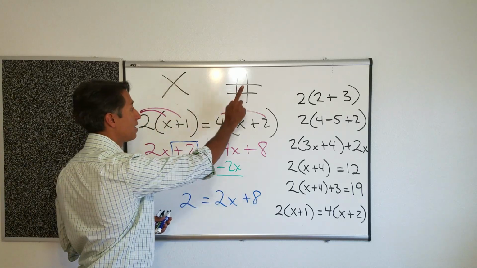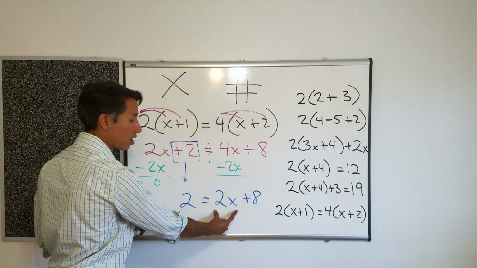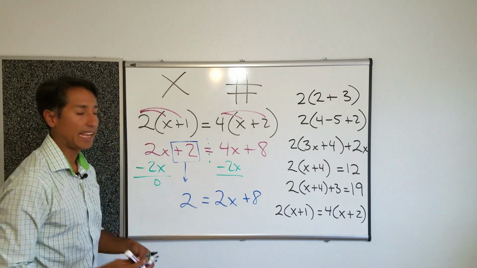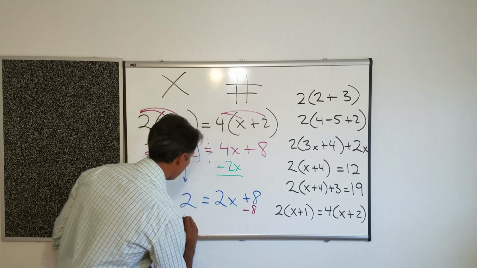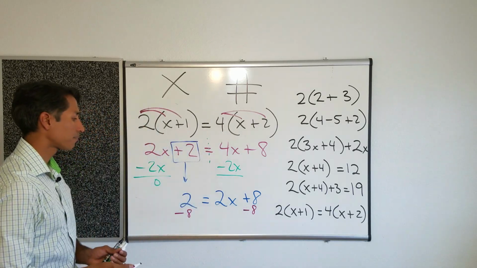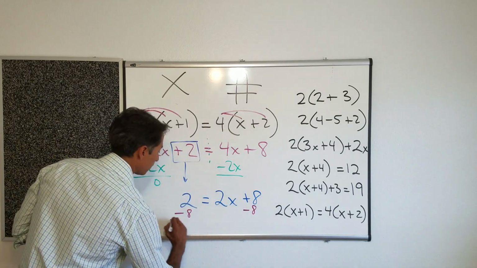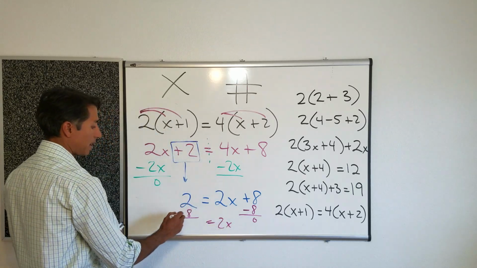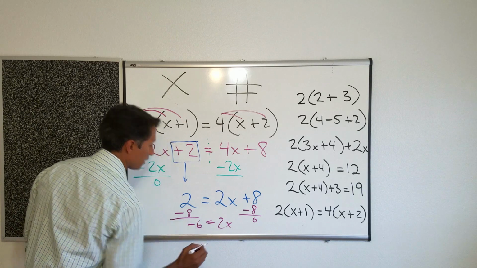Now I've got to do the same thing for the numbers, right? X's on one side, numbers on the other. X's are all on one side, so I'm okay there, but now I need to get rid of this 8. I subtract 8, subtract 8. Well, let's see here, that's a 0, 2x, and 2 minus 8 is negative 6.